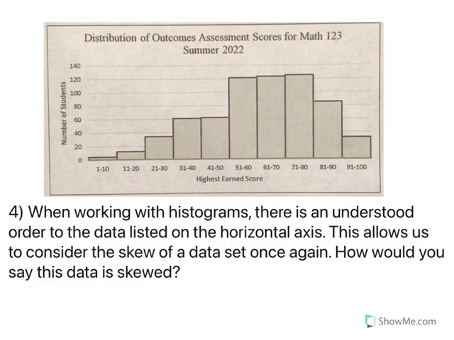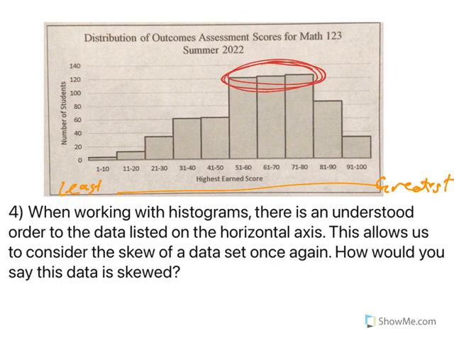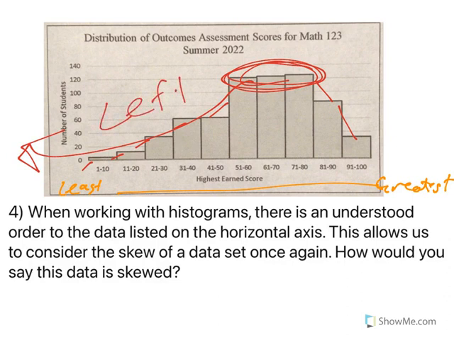When working with histograms, there's an understood order to the data listed on the horizontal axis, meaning it goes from least all the way to the greatest. This allows us to consider the skewness or the skew of the data set. Once again, how would we say this data is skewed? Well, we can see that here's the main part, right? And then I always say there's only two pieces to the right, but there's 1, 2, 3, 4, 5 to the left. So if you think about which way does it really go and flow, left. So we would say this is skewed left.